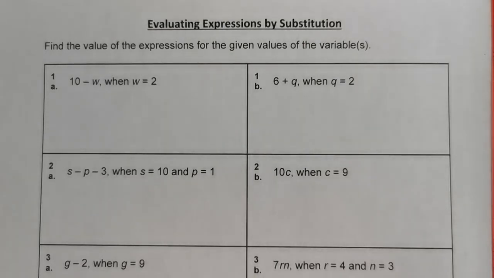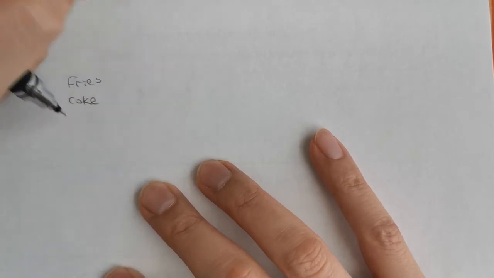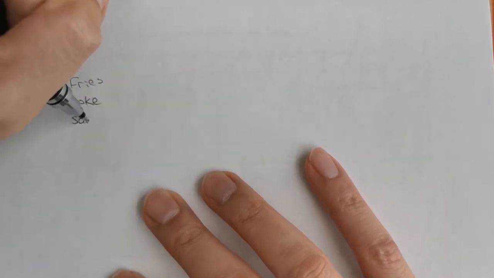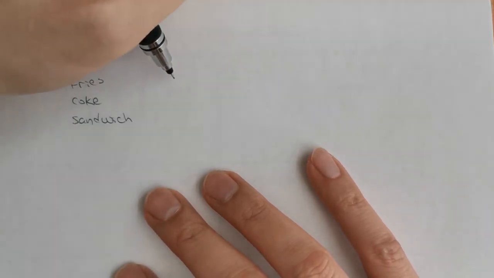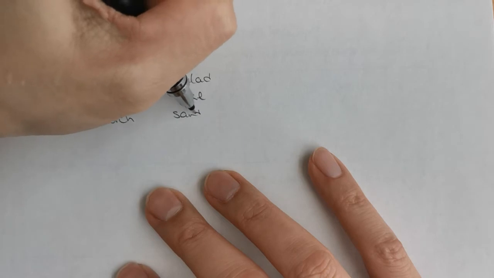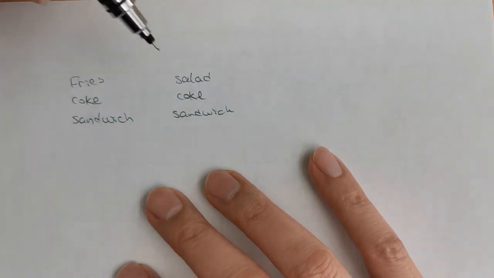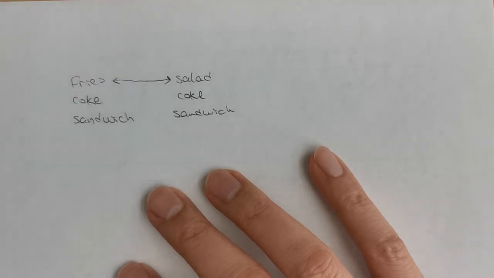means. If you go to a restaurant, let's say, they give you fries, they give you Coke, and then they give you a sandwich. But what you want is, let's say, a salad, Coke, and sandwich. So what you can do is when you get to the restaurant, you can ask them to change the fries to a salad.